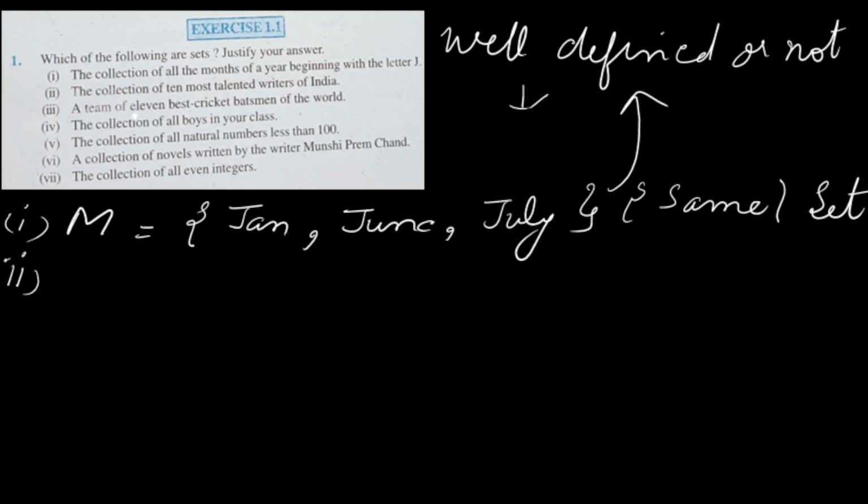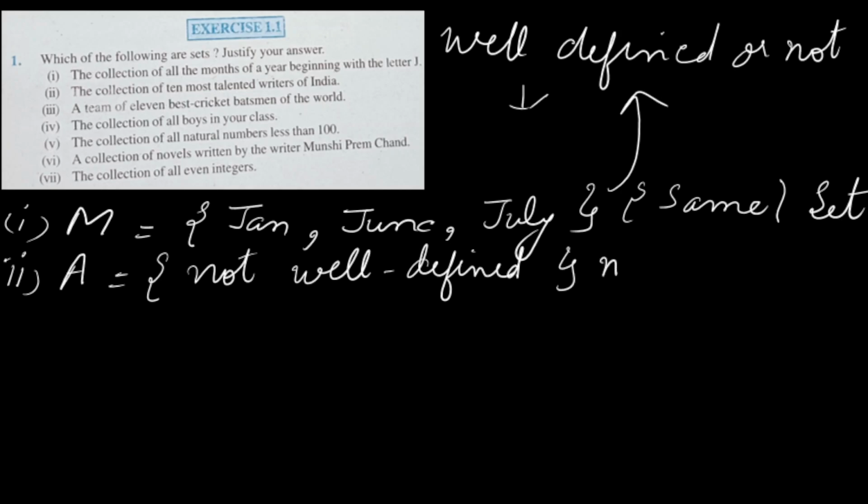Second one, the collection of 10 most talented writers of India. See, this type of examples I have already discussed when I was explaining the meaning of well defined. Most talented actors or most talented writers, they can be anyone. According to different persons, most talented will be different only. So this collection is not well defined, because everyone will not have same opinion on this collection. So not well defined, which means it is not a set.